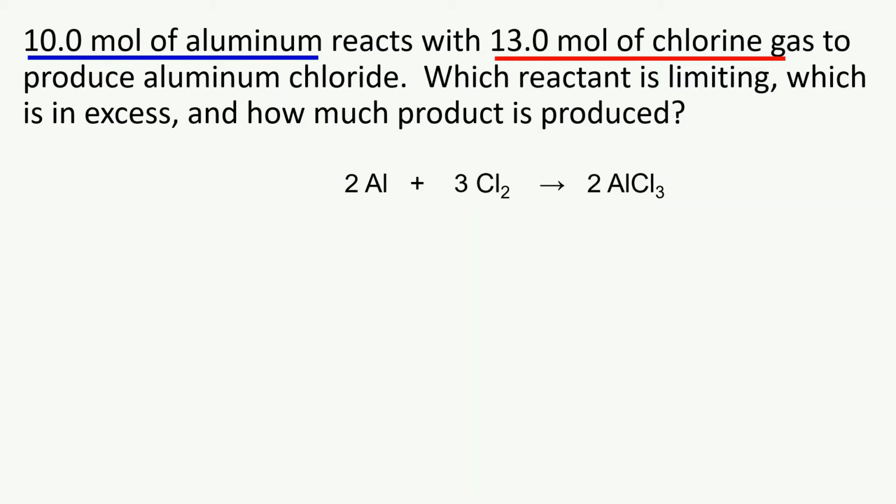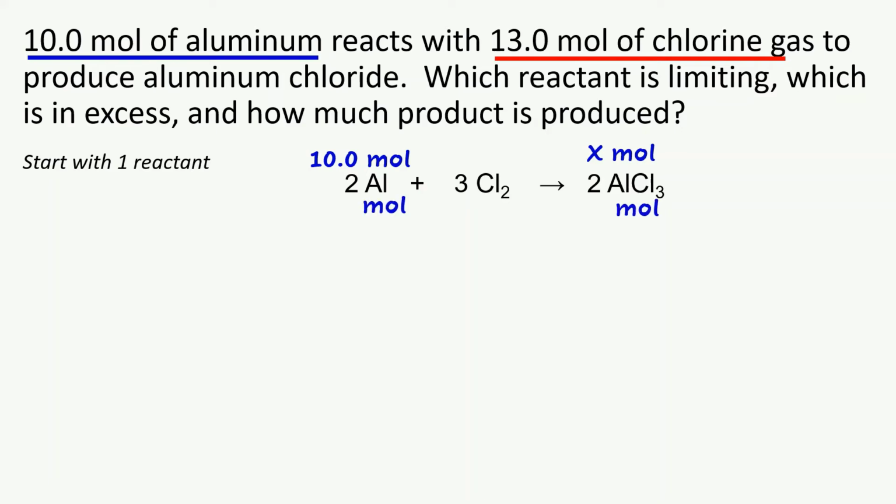We begin by picking one of the reactants. I'm going to start with the aluminum. And I'm going to take the 10.0 moles of aluminum from the question and write it over the aluminum reactant. I need to determine how much product is going to be produced. So over the product, I'm going to write X moles. I'm going to drop my units under the equation.